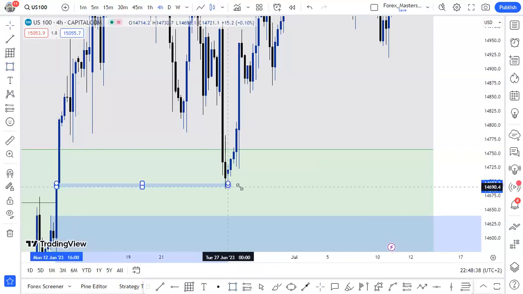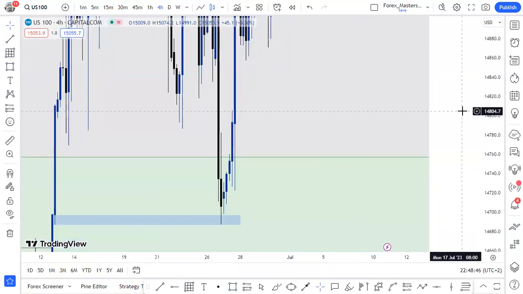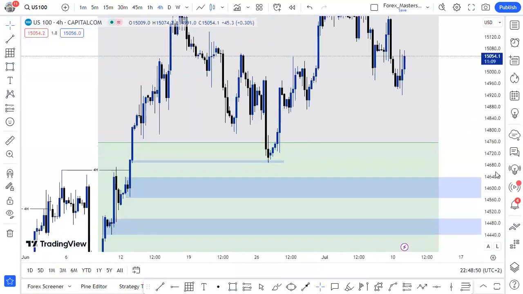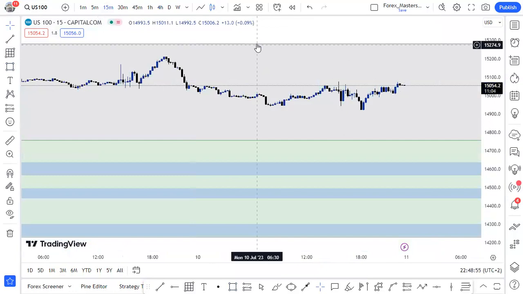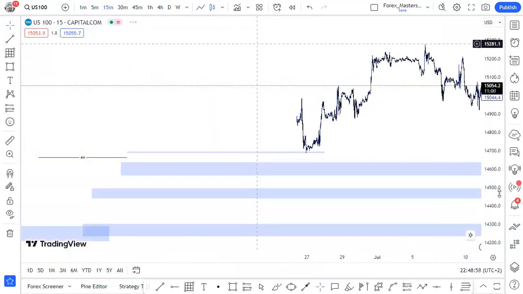But again, we might even see price coming lower. So price came and reacted off of this area. And let's now go to M15. Let me take this out. And let's look at the M15 of that area.